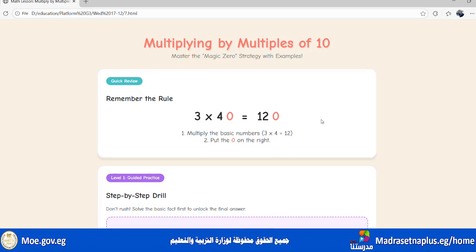It's called magic zero. Magic zero means what? Put 0 on the right and multiply the basic numbers. 3 times 4 equals 12. Put the 0 on the right. It's called the magic zero.